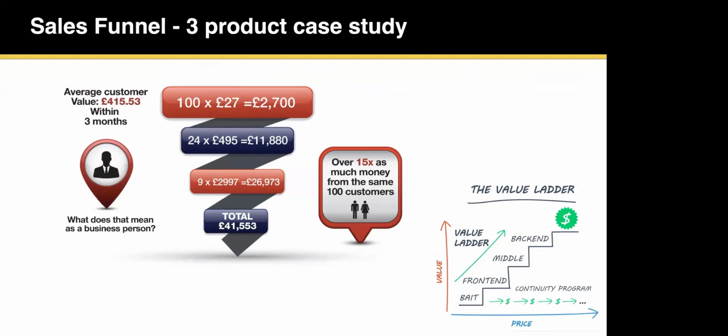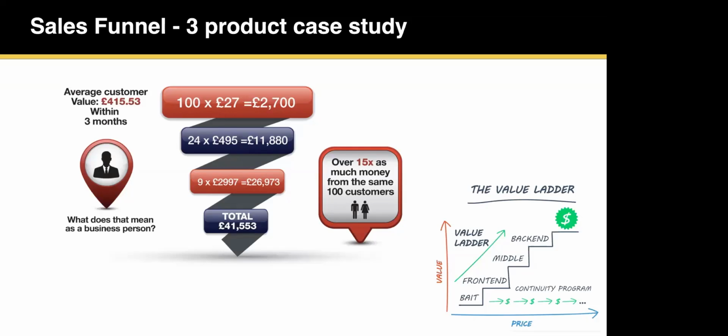Because if the business just had the £27 product, if it got 100 buyers, it would make £2,700. But we then offer people a £495 product and actually get 24%, 24 out of 100, buy the £495 product. So that generates another £11,880. Now, bear in mind, that's from the same 100 customers, so there's no marketing cost on that. That's an extra £12,000 revenue instead of £2,700. So that's about 5 times as much money just by adding the second product.